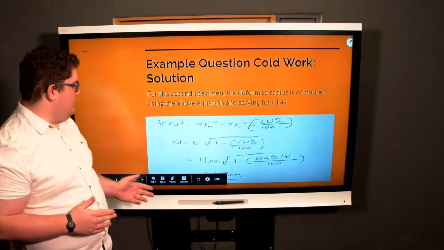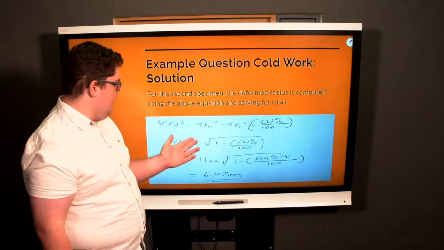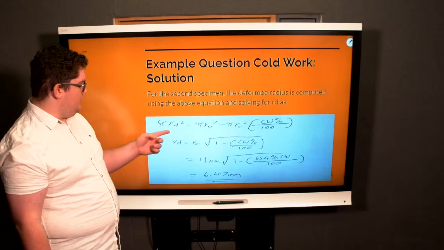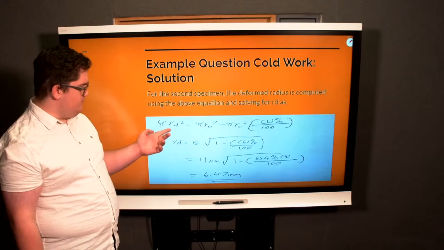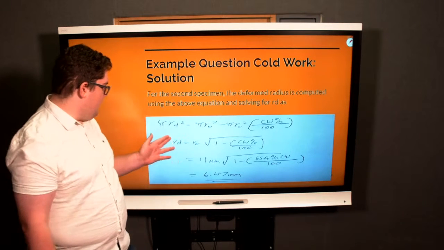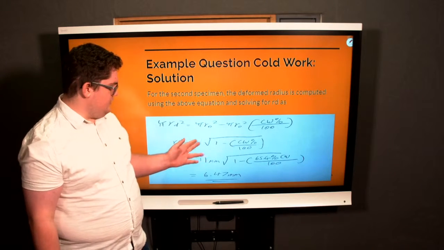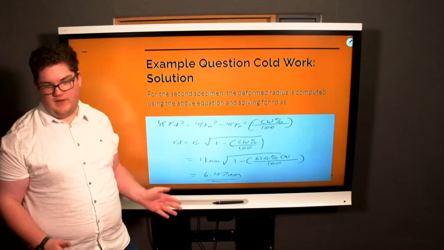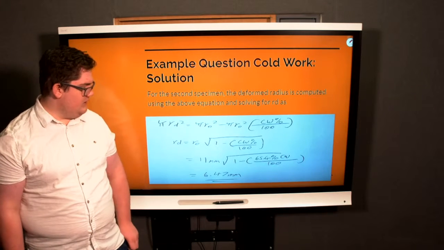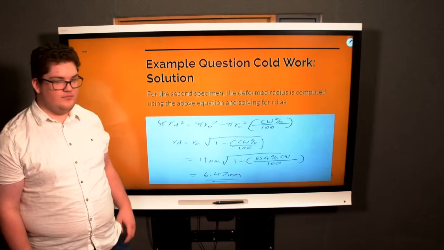Then, using this percentage value, we use this formula here where we are finding the radius of deformation. What we do here is rearrange our values so we only have the deformed radius on one side and the rest of the values on the other side. Then we simply input the values in, and as you can see here, we calculated 6.47 millimeters as the value, and that's how you do it.